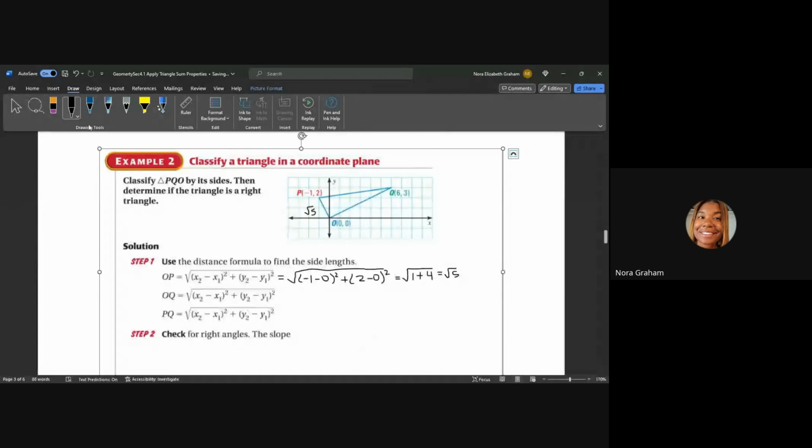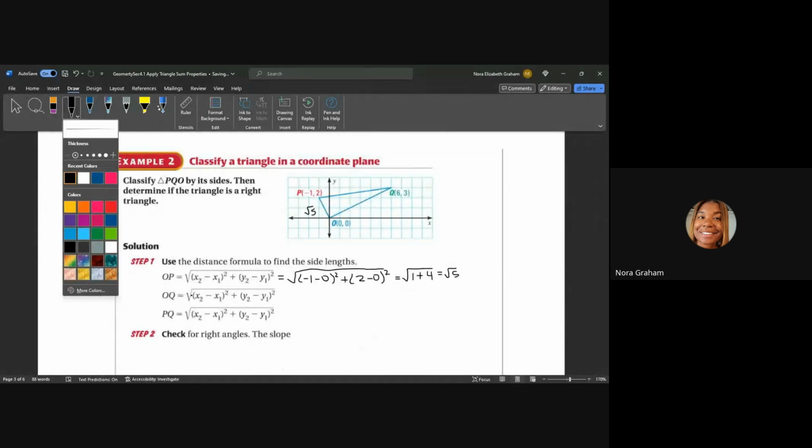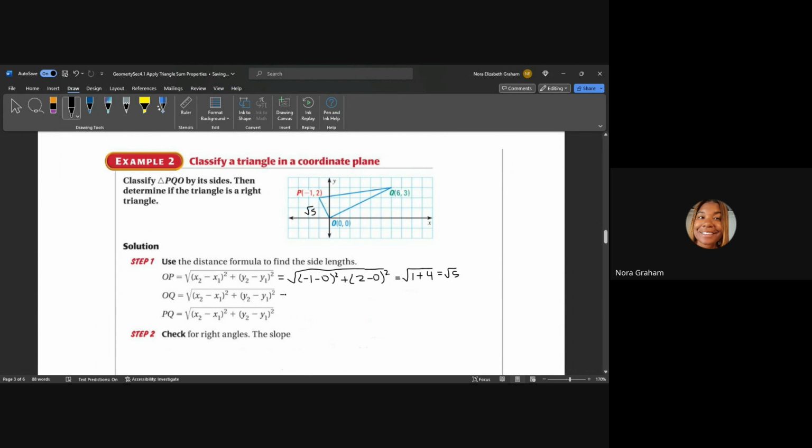Now let's find our side. I keep on wanting to say 0Q. So OQ again, I can have this as my x sub 1, my y sub 1, and this point right here as my x sub 2, my y sub 2. It doesn't matter which one you pick as your x sub 1 and y sub 1, or x sub 2 and y sub 2, just as long as you stay in accordance.